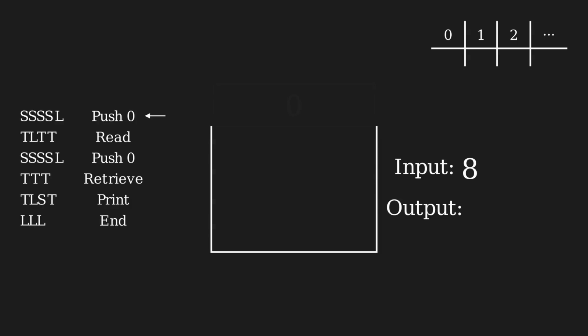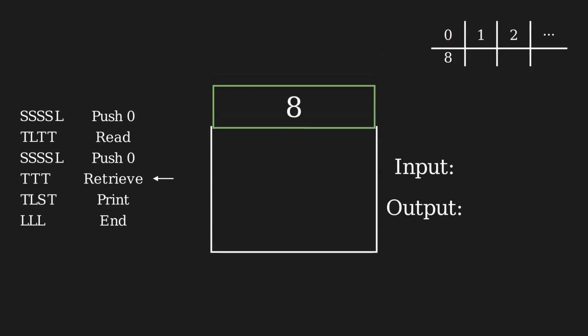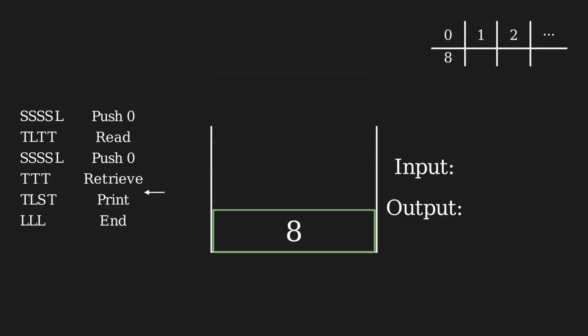The read command takes the top of the stack and uses it as the address to store the number read from the console. That's why the program first pushes 0 onto the stack. Later, we can retrieve the value using the retrieve command, but first the address must be pushed. Then it prints the value and the program is done.